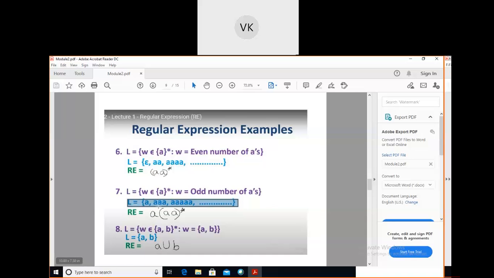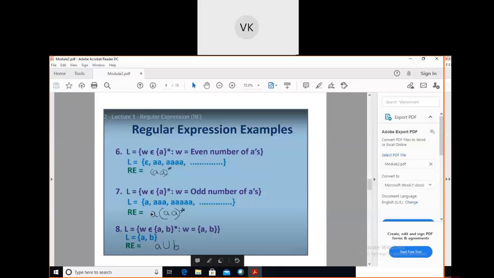So how will the regular expression be? You see, this is the regular expression for the given language. I have written the symbol A, 1 time A here. I am going to concatenate this single A with (AA) raised to star.